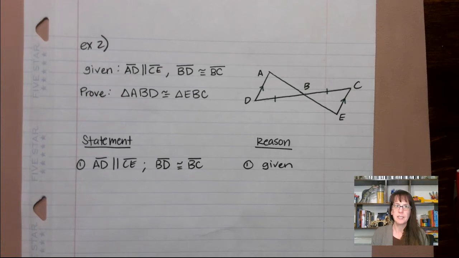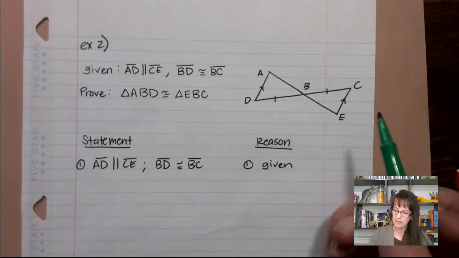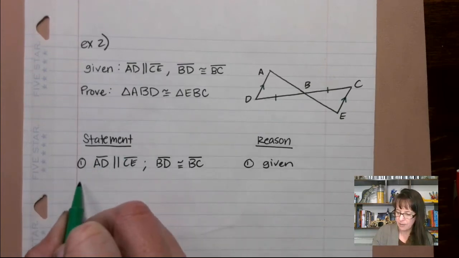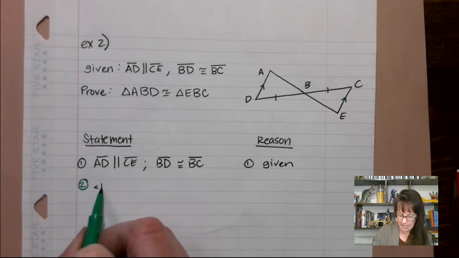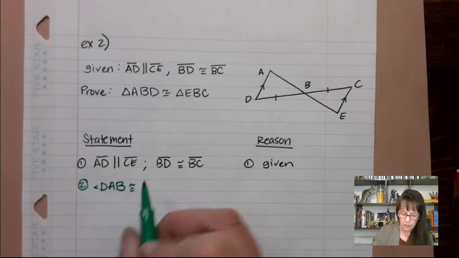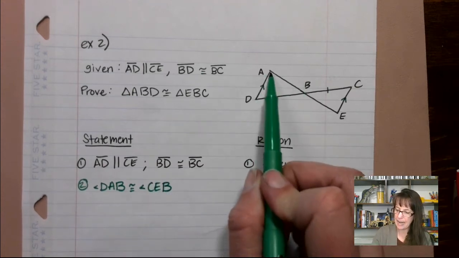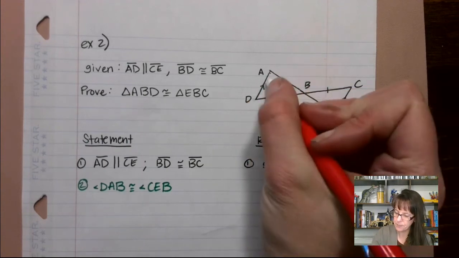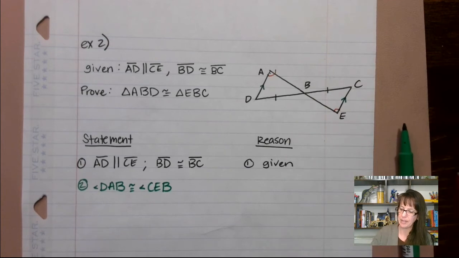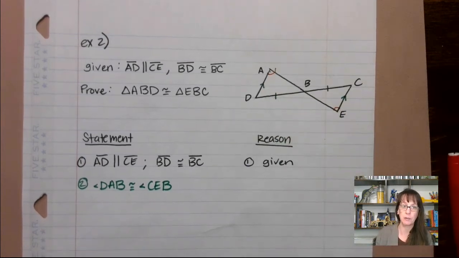Well, what we can do is say angle DAB is congruent. So we've obviously read our givens down first. Then for number 2, we say angle DAB is congruent to angle CEB. So DAB, that's this one right here, is congruent to CEB. That's this one right there. You'll notice it's the angle opposite the first one, right? So that means we're going in the right order.